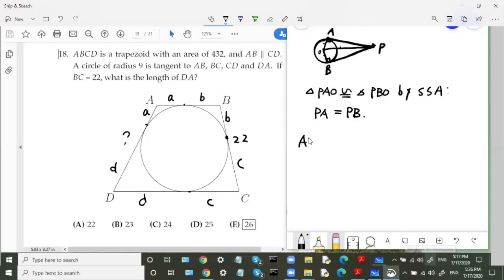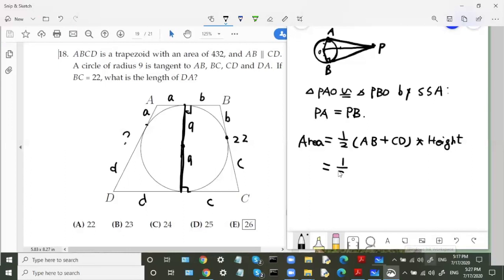Okay, so the area of this trapezoid equals 1/2 times AB plus CD times the height. So what is the height of this trapezoid? If we connect O to this tangent point and that tangent point, these should be one line, because AB is parallel to CD, and these are 90 degrees, 90 degrees. So it's one line, and it's also the height. We know the radius is 9, so the height is 18.